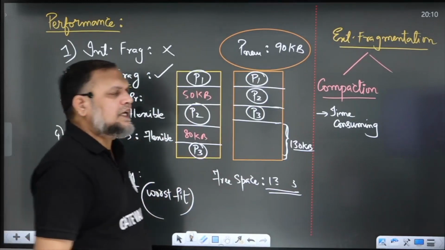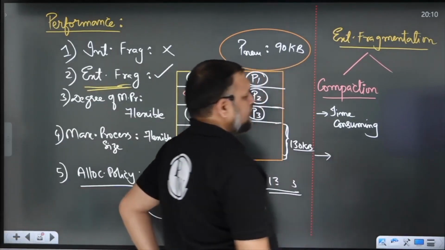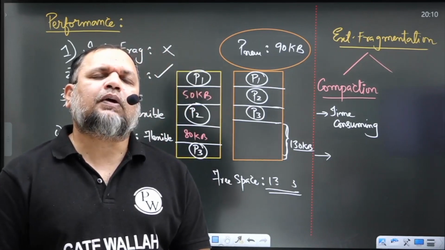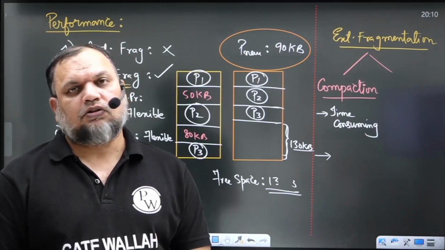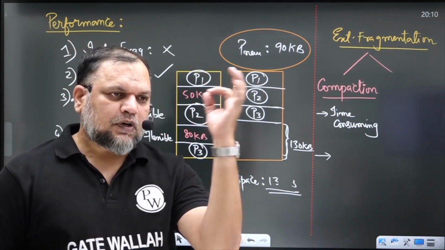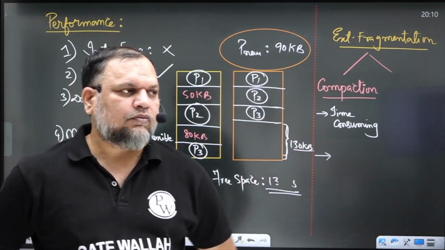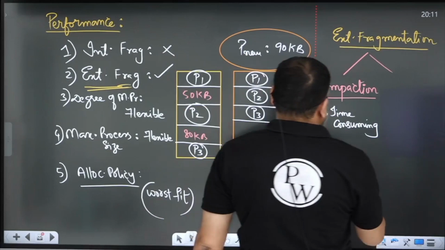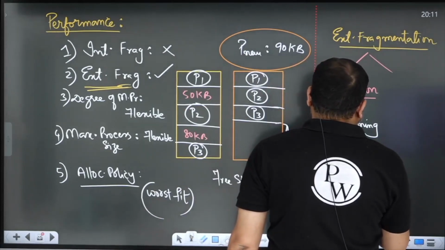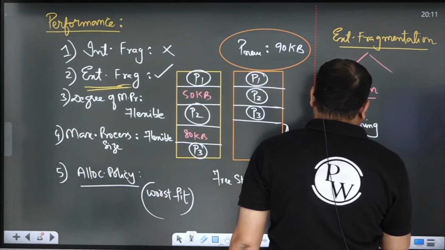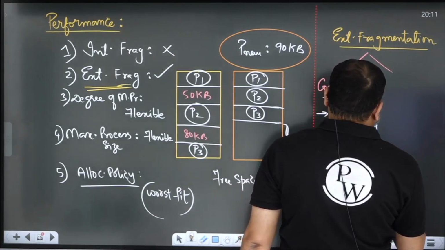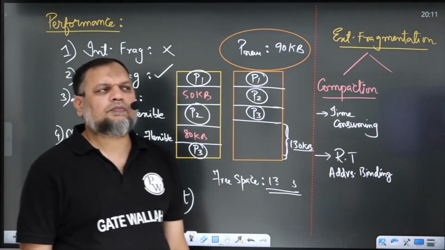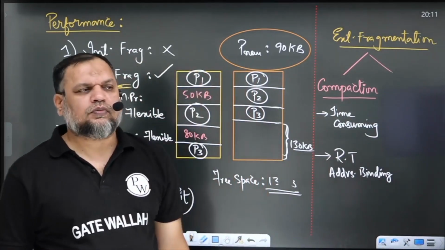Secondly, can anybody tell me one more thing? Answer the question: compaction of memory is possible only with dash address binding. One mark. Very correct: runtime, because during runtime you are moving the program. So compaction is supported only by runtime address binding schemes. Programs that support runtime address binding only can go for compaction. For programs that support compile time and load time binding, compaction is not possible.